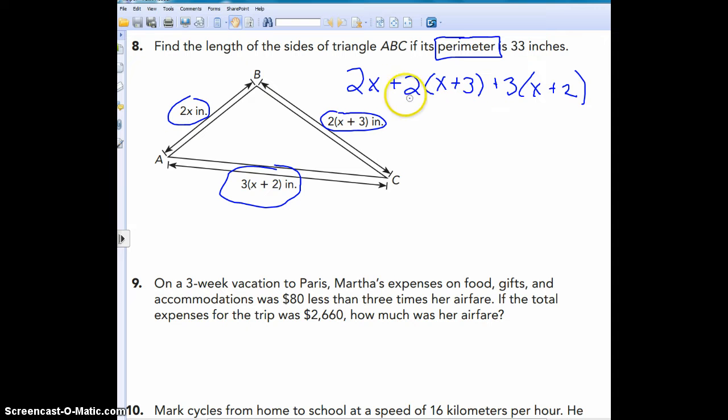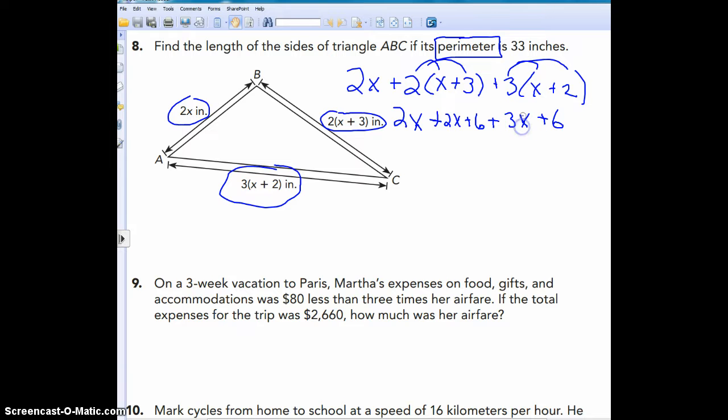Okay, I'm going to simplify this before I make it into an equation. So we know we need to expand. 2 times x is 2x, and 2 times 3 is 6. And then I expand this one as well. 3 times x is 3x. 3 times 2 is 6.